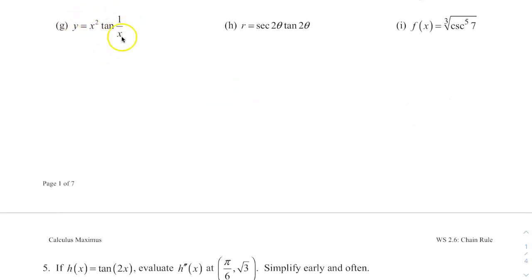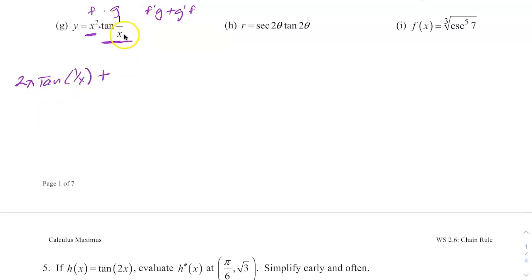Now notice the two separate x's that give away the product rule. So this is one of my functions, that's the other function. So product rule, remember f times g is the derivative of the first one times the second plus the derivative of the second times the first. So derivative of x squared is 2x, leave the tan of 1 over x alone, plus the derivative of tan 1 over x.